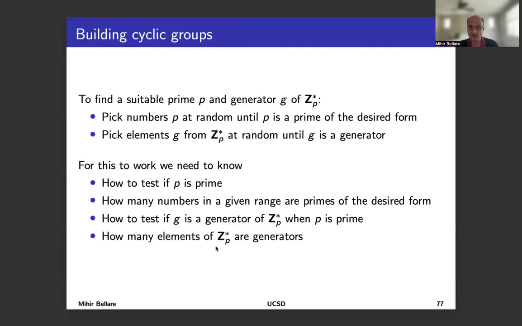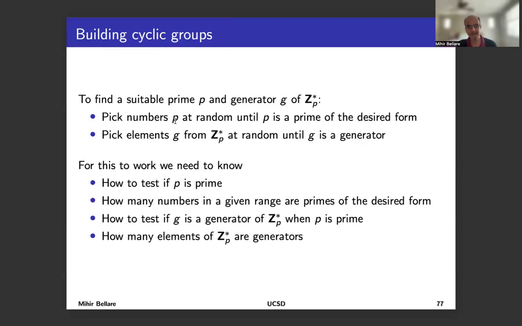Again, we might hope there's a formula, but in general, no one seems to know one. And the way we find generators is the same kind of dumb way. We just pick things at random from Z_p star until one of them is a generator. But this idea of picking at random until you get something you like has some prerequisites to make it work. So I can pick things at random, but how do I know when I'm done? Well, I need a test for the thing I've picked being a prime. So I need to know how to test if a number is a prime. Is that all I need?